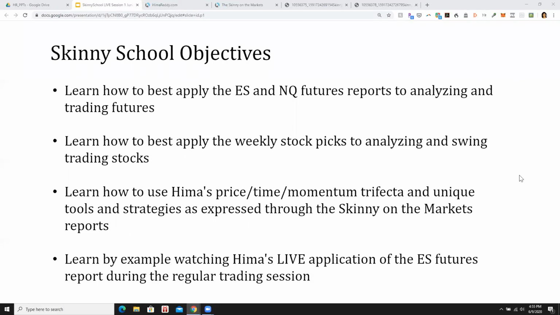And I want you to learn by example, watching HEMA's live application of the ES futures report during the regular trading session. So we're going to focus in on one of the futures reports, because both the ES and NQ can be used for day trading. And we're going to take my baby, the ES, and in our tail end of Skinny School, we're going to look at it with live markets.